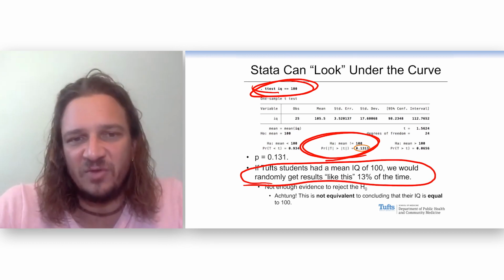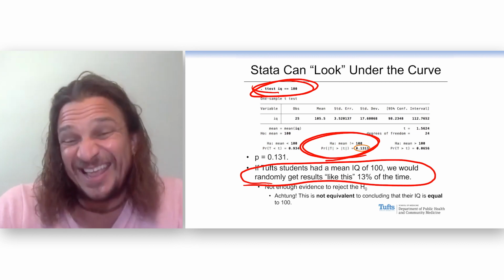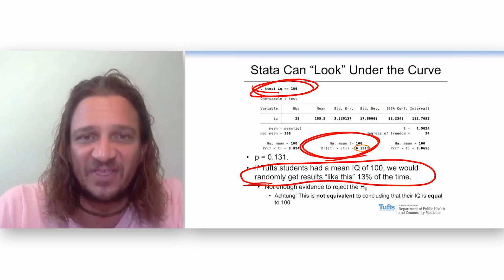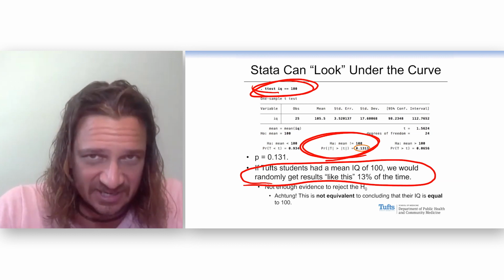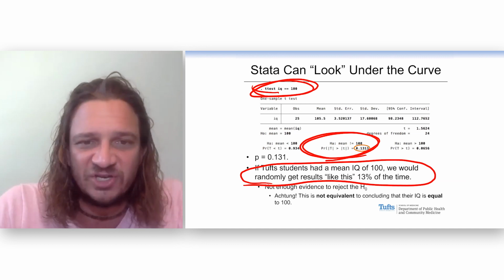So here's one way, if you had to explain to your mom or to your roommate, what is a p-value? We would say, if Tufts students really had a mean IQ of 100, we would get results like this 13% of the time. The "like this" is the t, right? The statistic that summarizes our data. And that's not that weird.